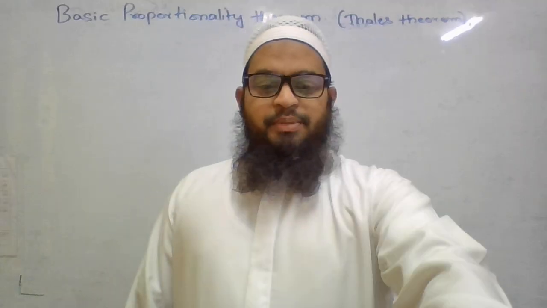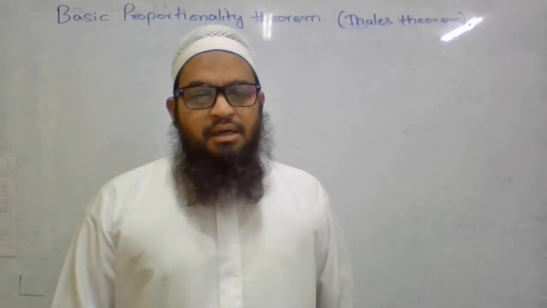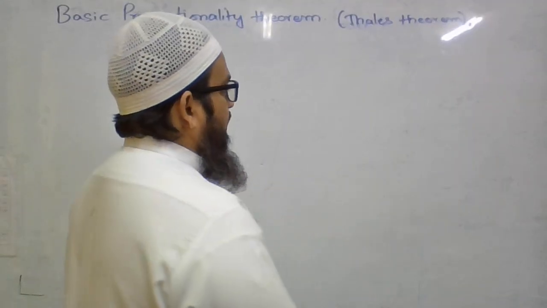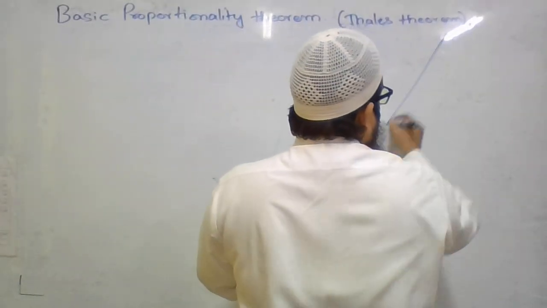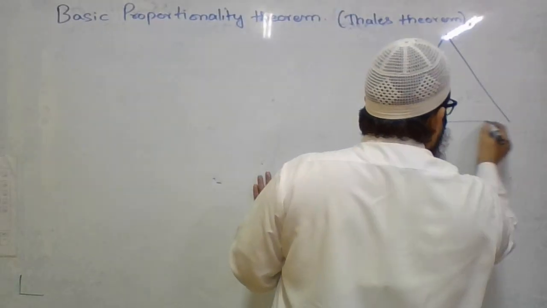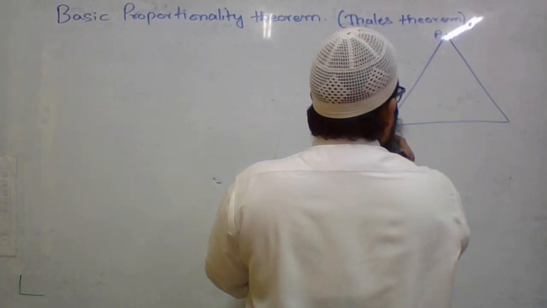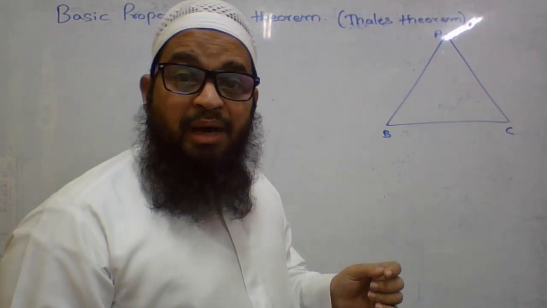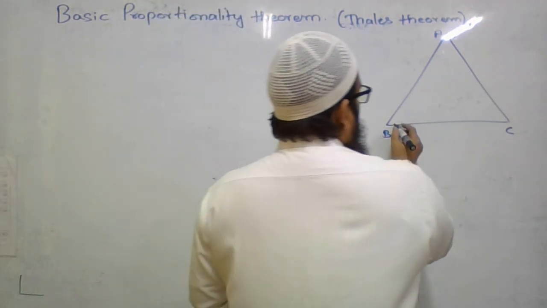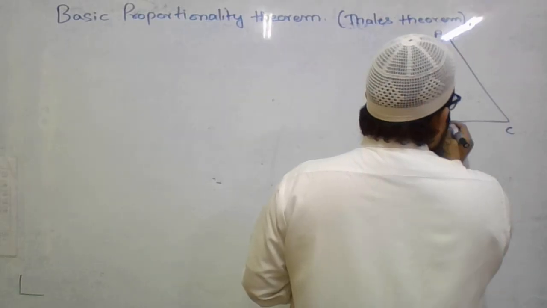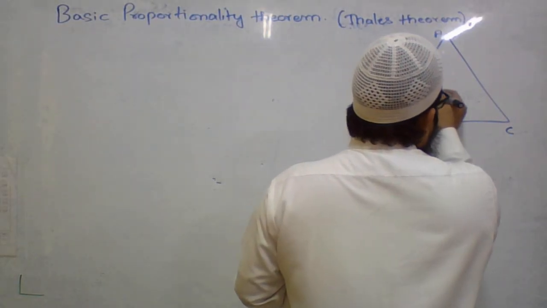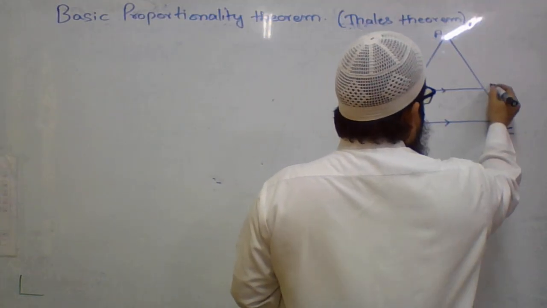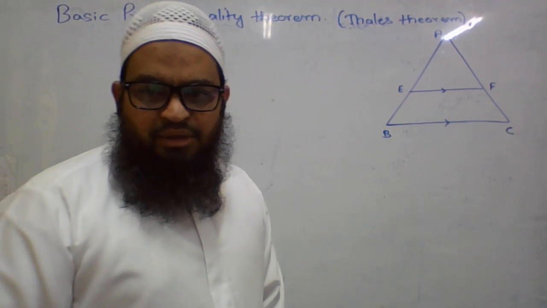Okay, so the basic proportionality theorem states that if a line is drawn parallel to one side of the triangle, say for example, let us take a triangle ABC. If a line is drawn parallel to one side of the triangle, let me take BC and draw a line parallel to BC. Let it be E and F. Got it, my dear students?